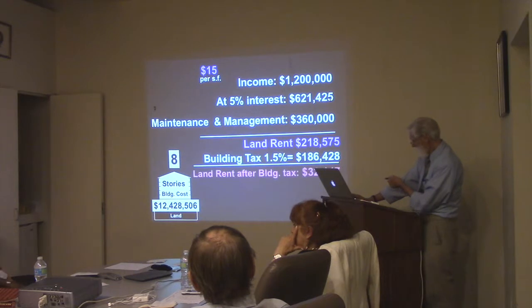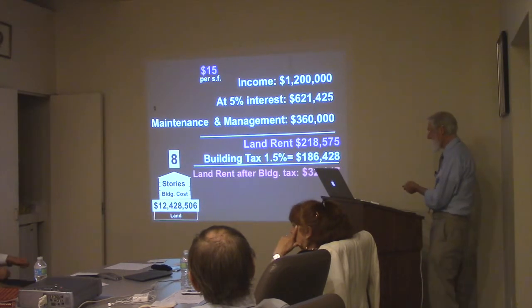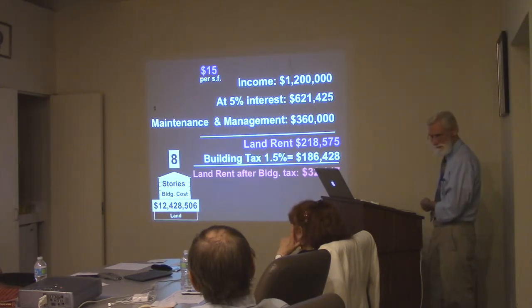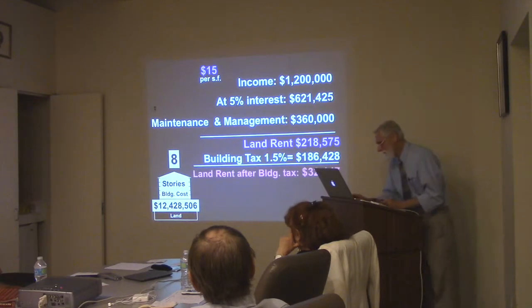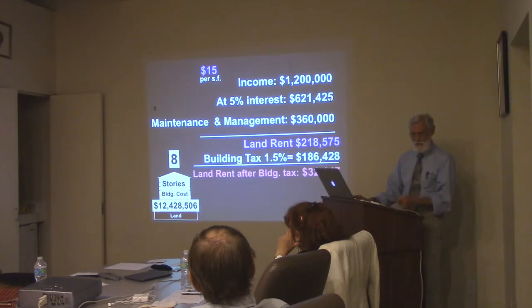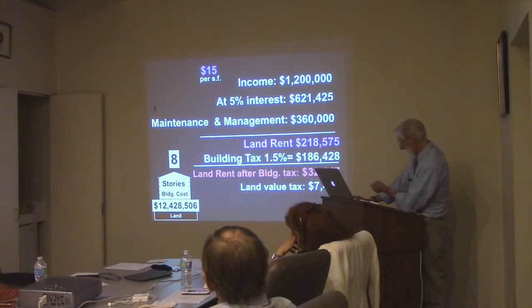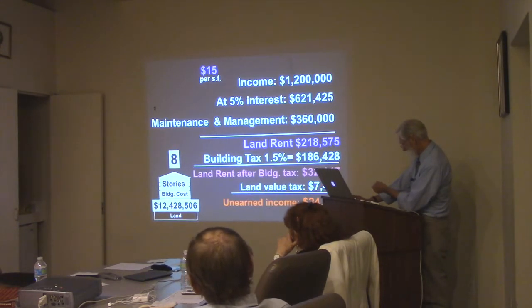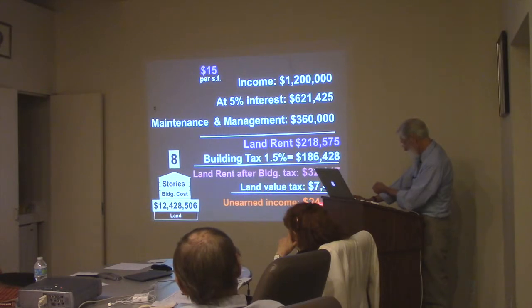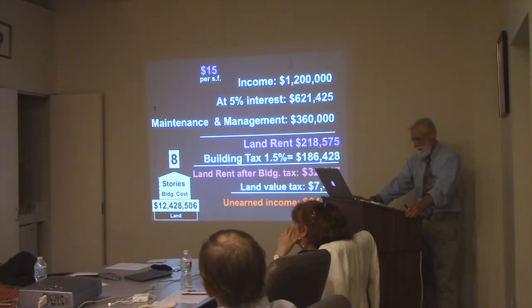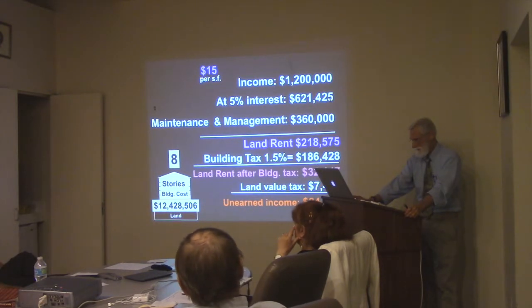And so after the building tax, of the 218,000, all the landowner gets is $32,147. And then we've got to pay a land value tax because the real estate tax is on building and land. And so the land tax is $7,418, and the landowner in the unearned income gets $24,729.